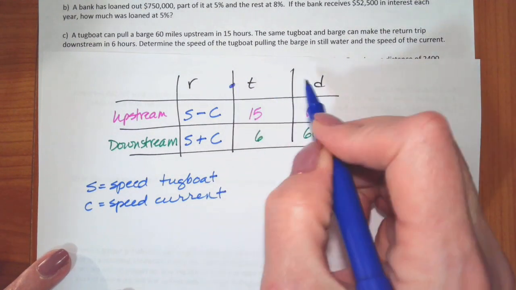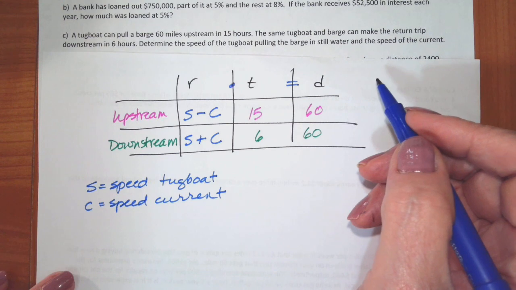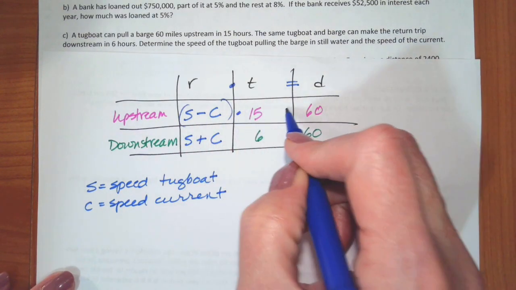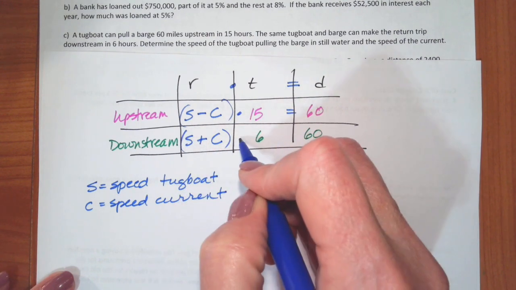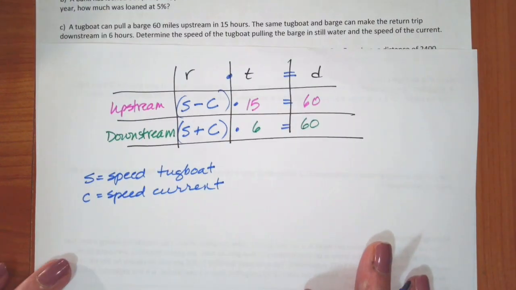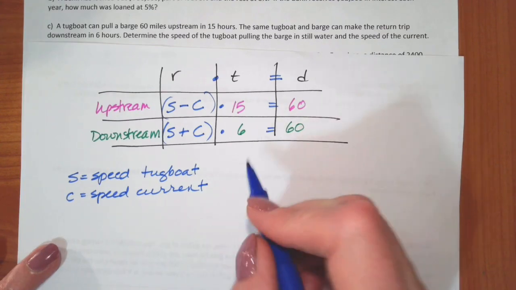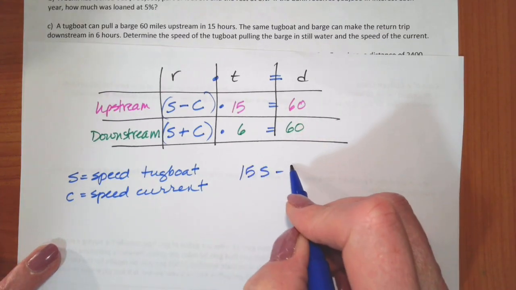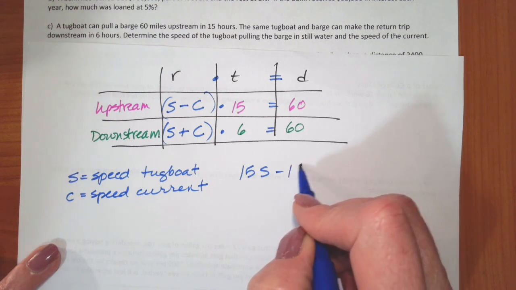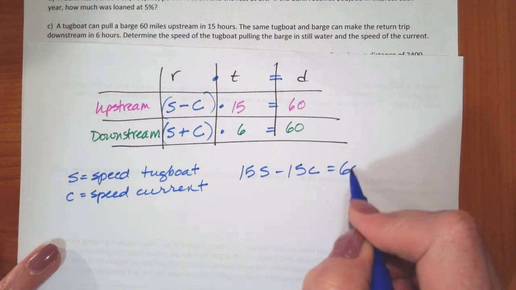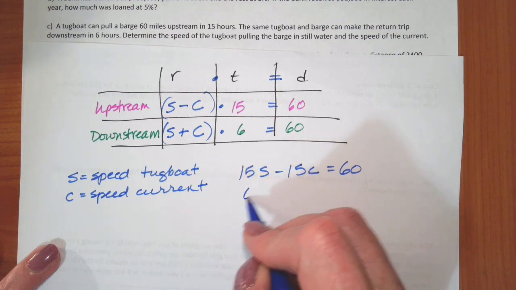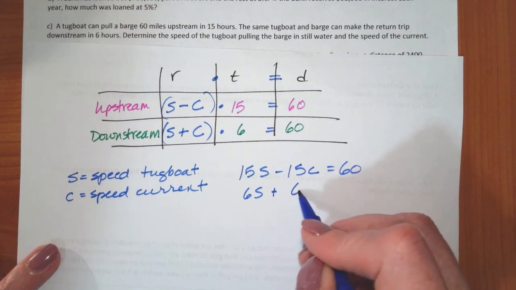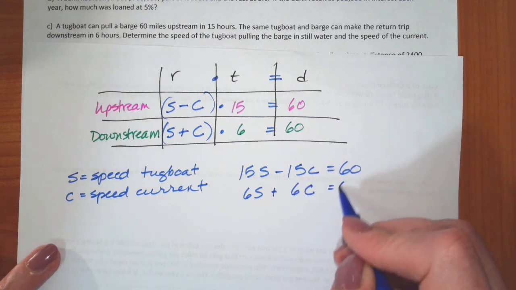And I know rate times time equals distance, so this gives me my two equations. This times 15 equals 60. This times 6 is equal to 60. Okay, so I'm going to write this as 15s minus 15c is equal to 60. And this one is going to be 6s plus 6c is also equal to 60.